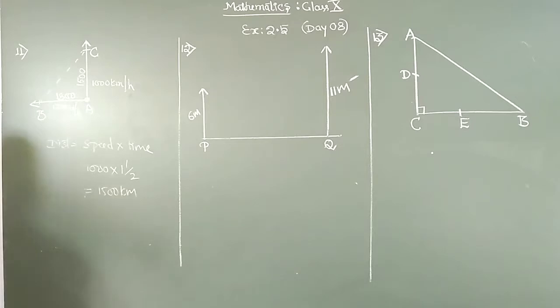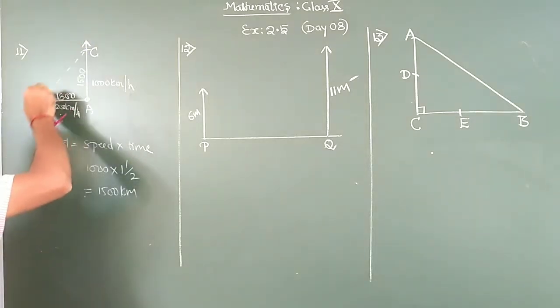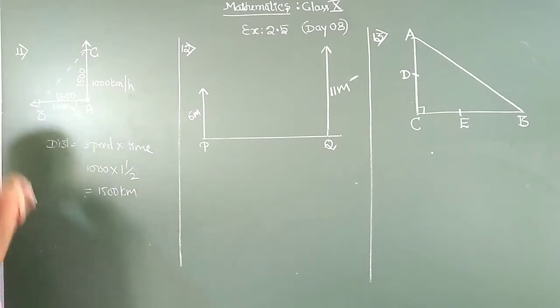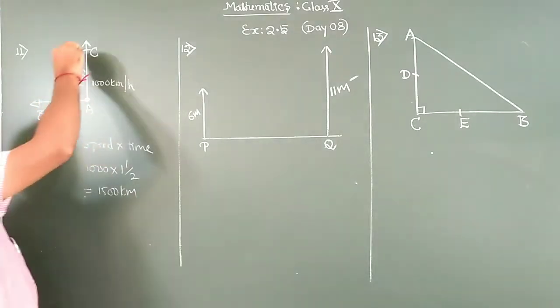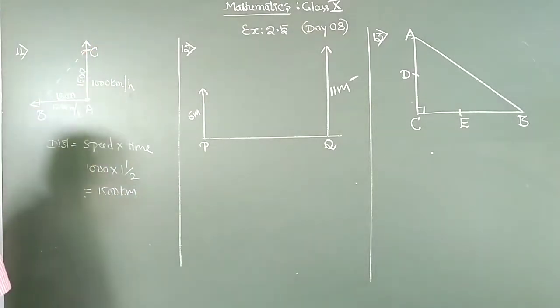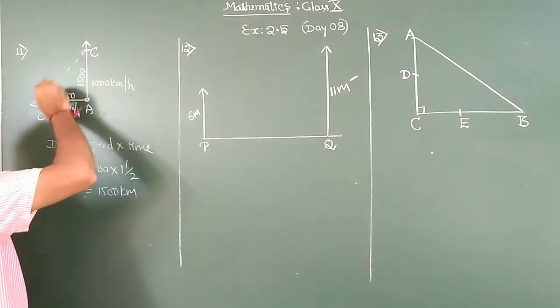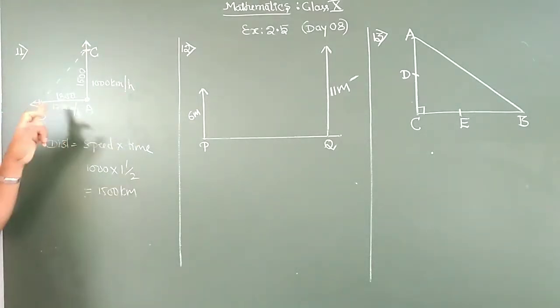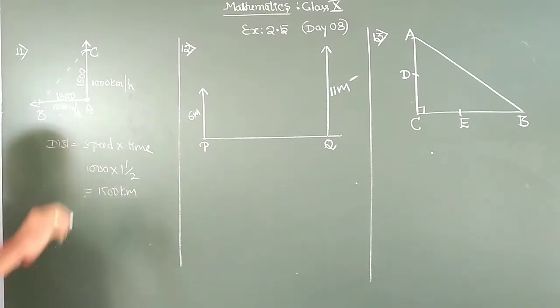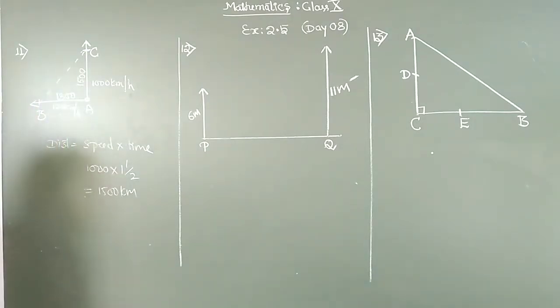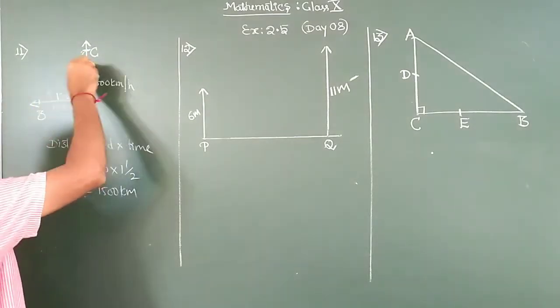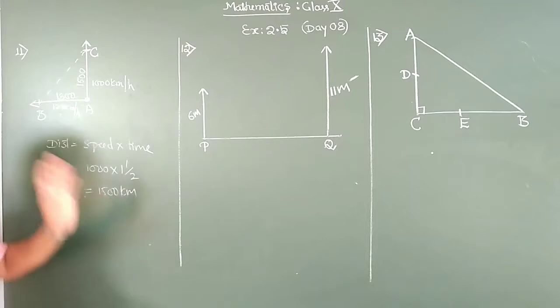Now just imagine a triangle. That means now B is the end point for the second aeroplane, and C is the end point of the first aeroplane. Now the distance between them will be equal to BC. Now BC is the hypotenuse. You can apply Pythagoras theorem. By applying Pythagoras theorem, what can you write? BC square equal to AB square plus AC square. You can find BC, the length.